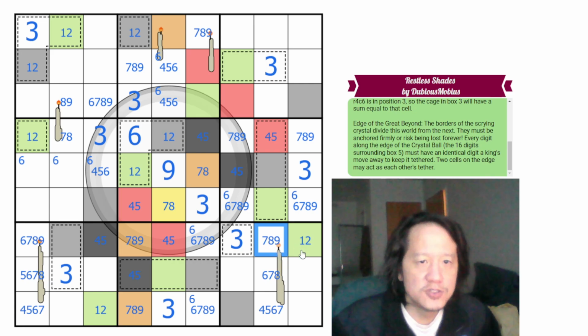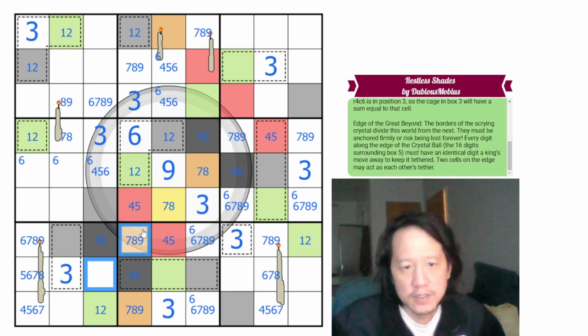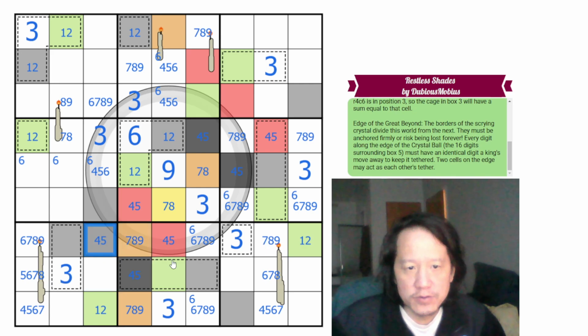So this one matches that. This matches this. This 7, 8, or 9 cannot match this, and it cannot match this. So this one must match this. So let's label this as an A. We're not sure if it's orange or not. So this matches that one.